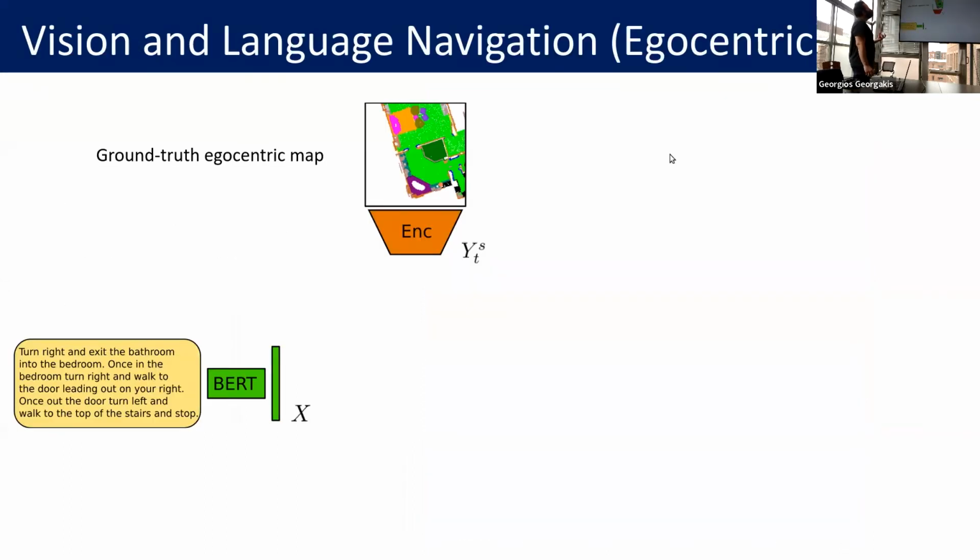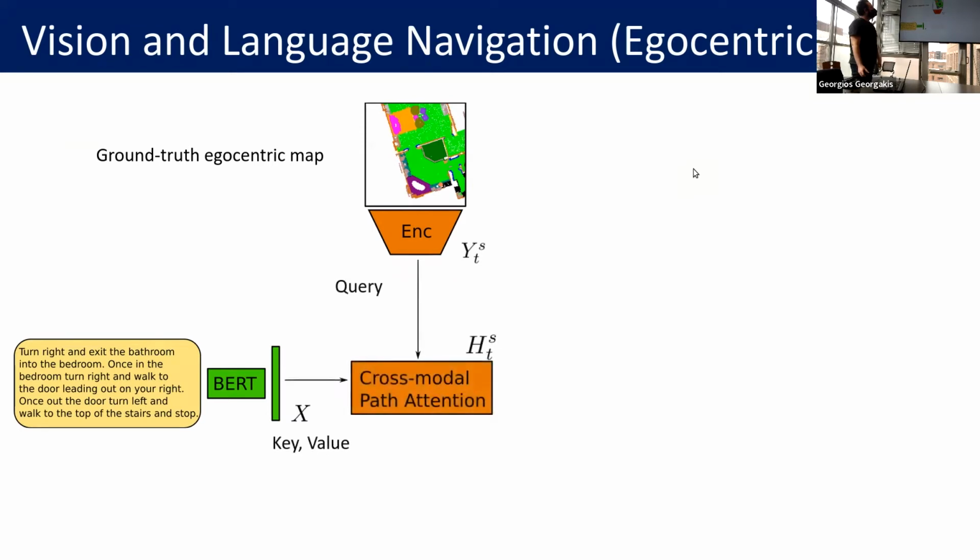And so we then moved on to solve a simplified version of the vision and language navigation task. Instead of the global map, we were actually using the ground truth egocentric map. So this is the ground truth egocentric map that you see over there. And by egocentric map here, it means that the agent is in the middle of the map and looking forward. Okay? And now we are also using the cross-modal path attention as before.